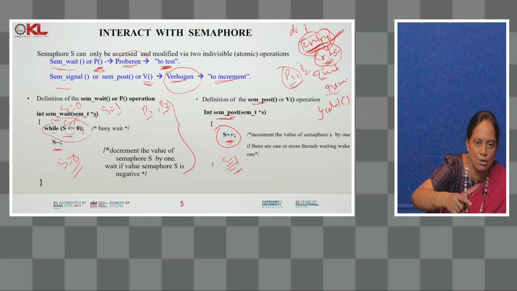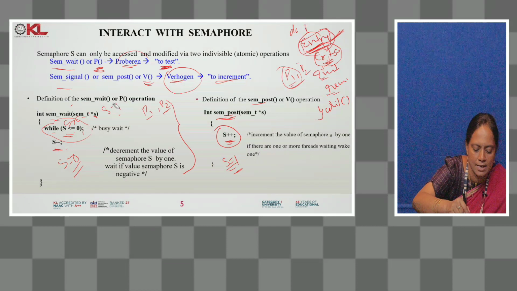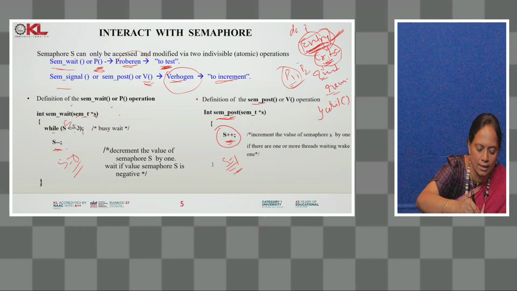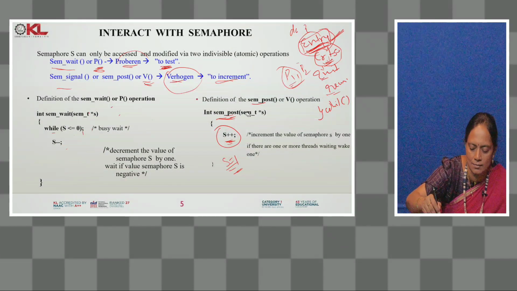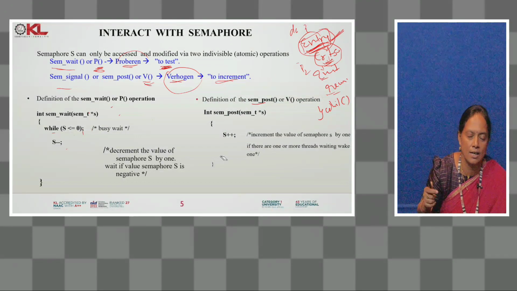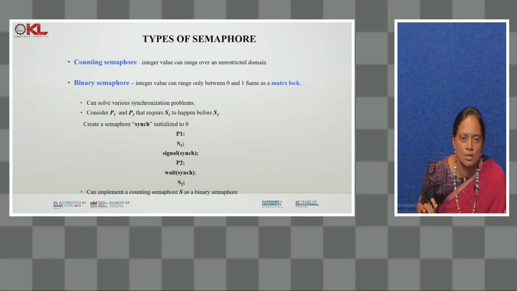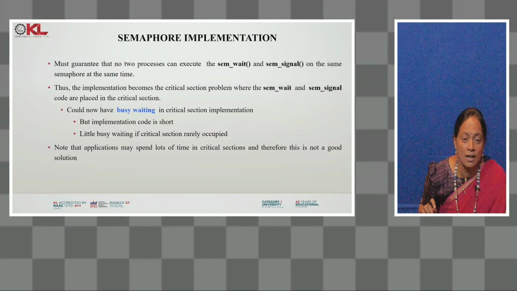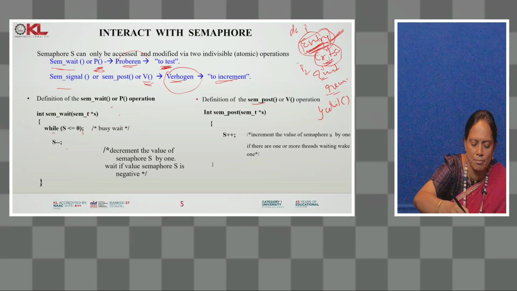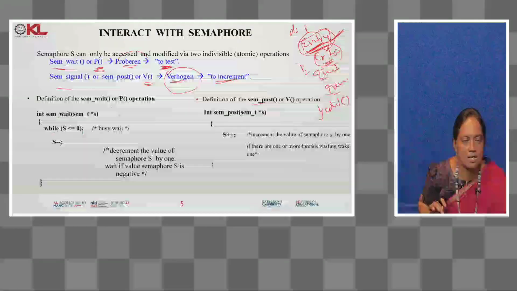So the execution of this counting semaphore is the same as the binary semaphore, but in binary semaphores the initial value is 1. In counting semaphores the initial value is equal to the number of instances of the particular resource.